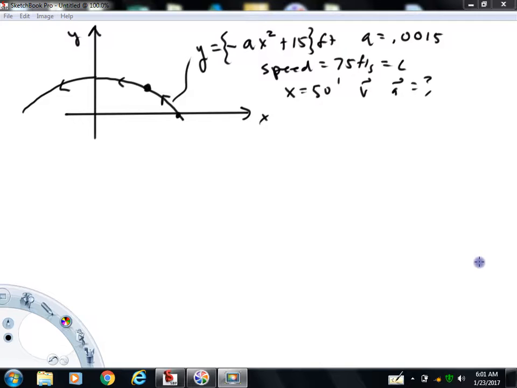The purpose of this video is just to provide another example of how to mathematically describe the motion of a particle moving along some sort of path, in this case defined by this quadratic. So we're going to be focusing on this particle. It's going to be moving kind of in the direction shown, basically right to left, at a constant speed of 75 feet per second. What we're going to try to do is calculate its velocity and acceleration vectors at a point where x equals 50 feet.